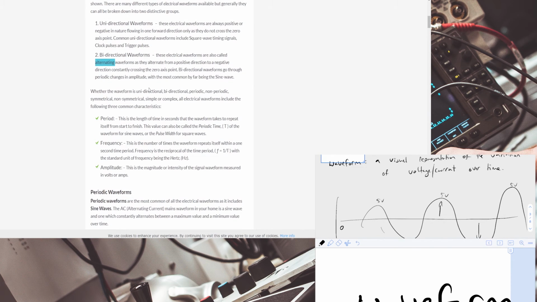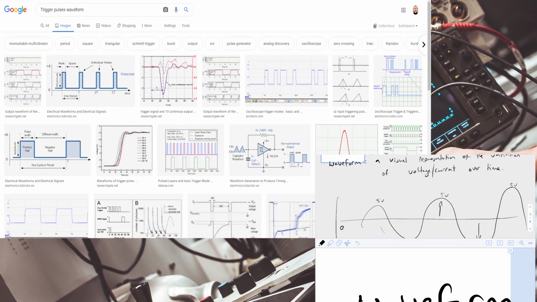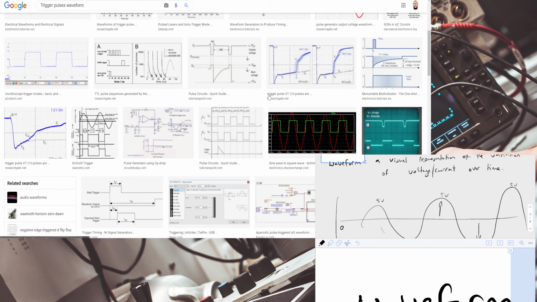Where were we at now? Okay, so whether the waveform is unidirectional or bidirectional, periodic, non-periodic. Well, you haven't told us what non-periodic and periodic mean. Symmetrical, non-symmetrical. Okay. Yeah, I don't really understand what you mean in terms of symmetrical there. Simple or complex. I saw a picture of like simple, complex stuff over here. I think. What was it?